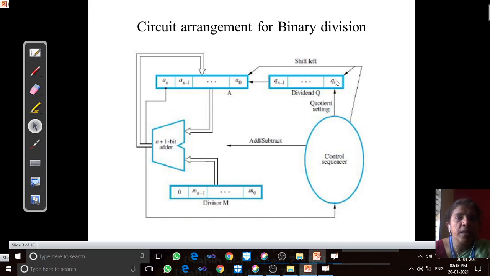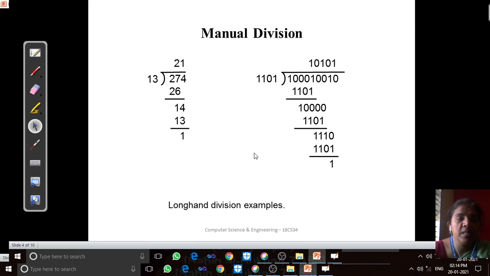Now set Q naught. By seeing the Q naught you can control the sequence of your division, whether to add or to subtract: add A plus M or A minus M, depending on the Q naught bit. Here you have an adder circuitry whose inputs are the A register as well as the divisor M. For divisor M you have to take one extra bit, hence it is called an n plus 1 bit adder. The result is again stored back in the register A. This circuit is going to be explained with a simple example.